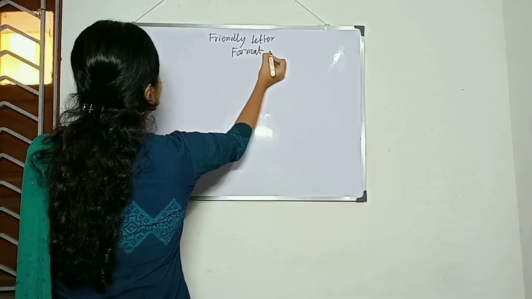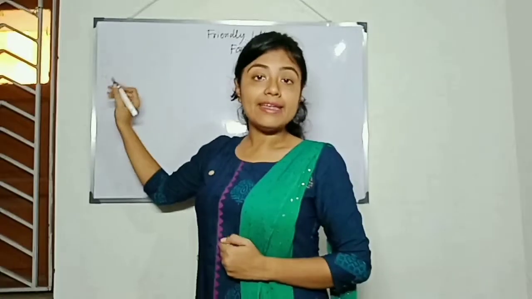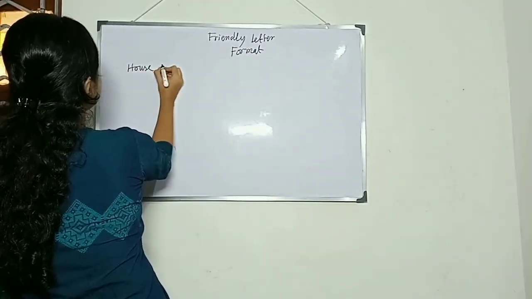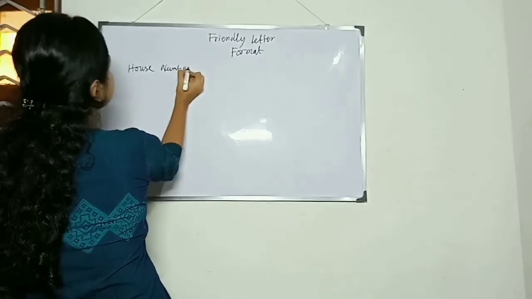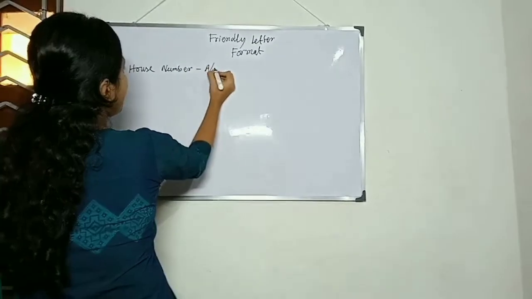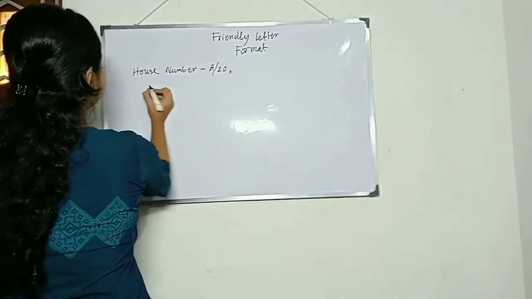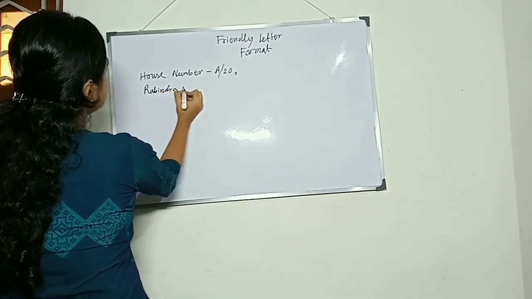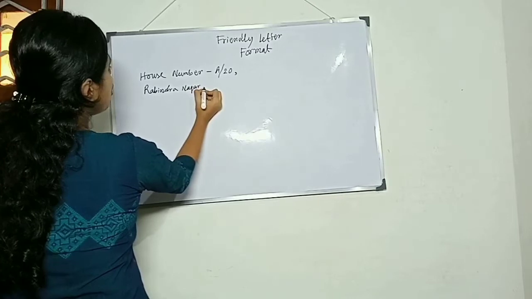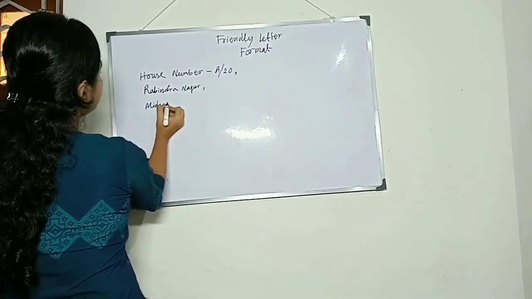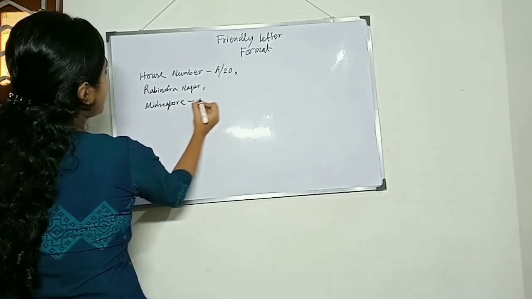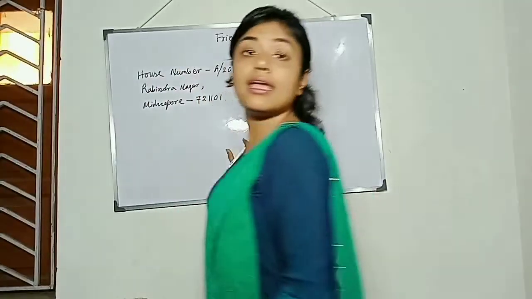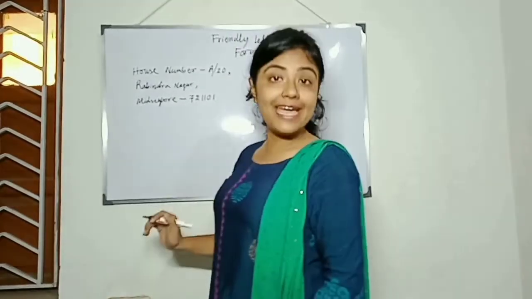Friendly letter format. We will begin by writing the sender's address. That is, first, house number hyphen A by 20, comma, Robindro Nagor, comma, Midnapur hyphen pin code 721101, full stop. Then we will proceed to the date.